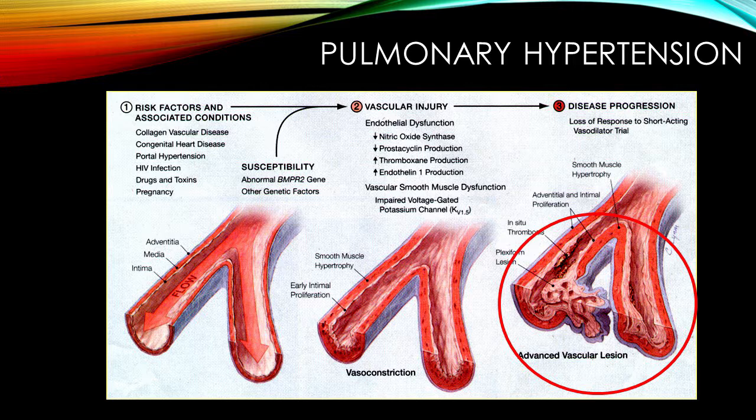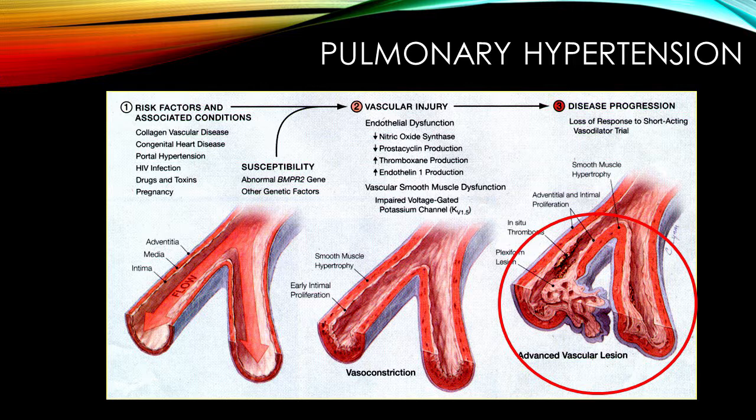This is a little cartoon of the changes that actually happen in the pulmonary vessels. You can see on the far left of the screen we have a normal blood vessel within the lung. Each blood vessel has 3 layers to it. We call those the adventitia, the media, and then the innermost layer is called the intima.